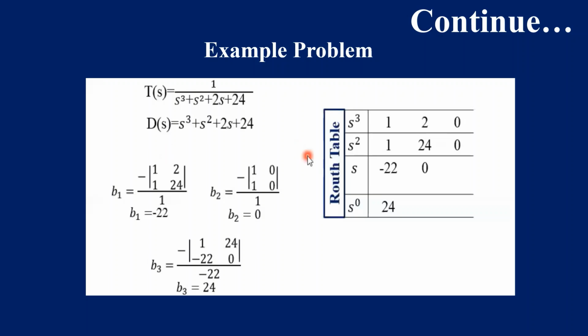So in the current experiment, basically we can write down minus 22 by taking the negative determinant of these 2 rows: 1, 1, and after this 2 and 24. So divide this block basically by 1, the first column digit of the second row. So the answer is minus 22.